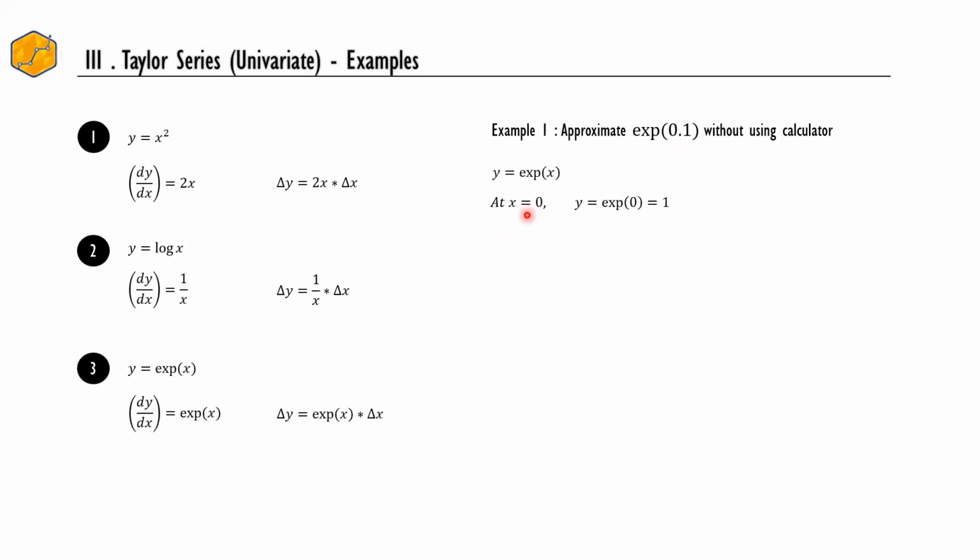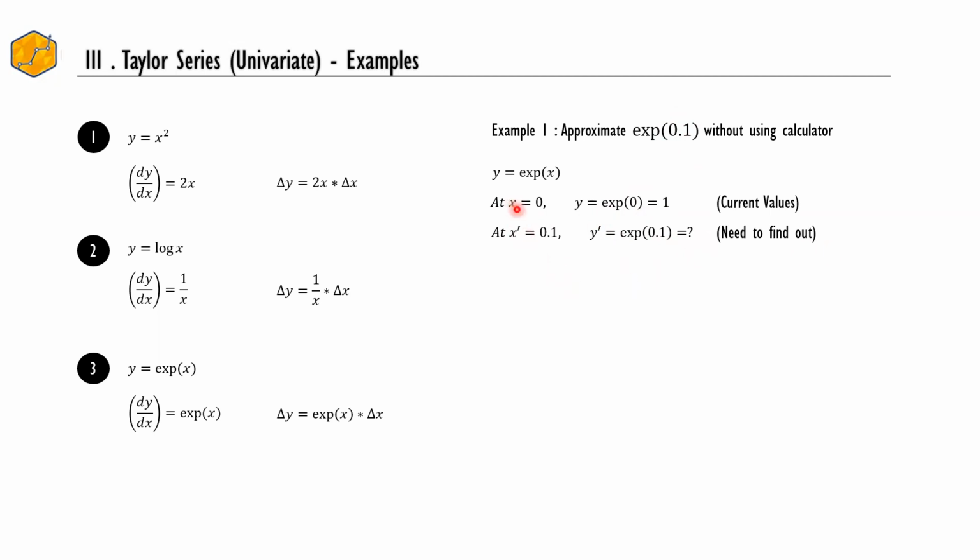When x was 0, initially, at x equal to 0, y was 1, e to the power 0 is 1. X has changed, so these are the current values. This is what we need to find out. The new value of x is 0.1. What is the new value of y, which is e to the power 0.1? That's what we need to find out.